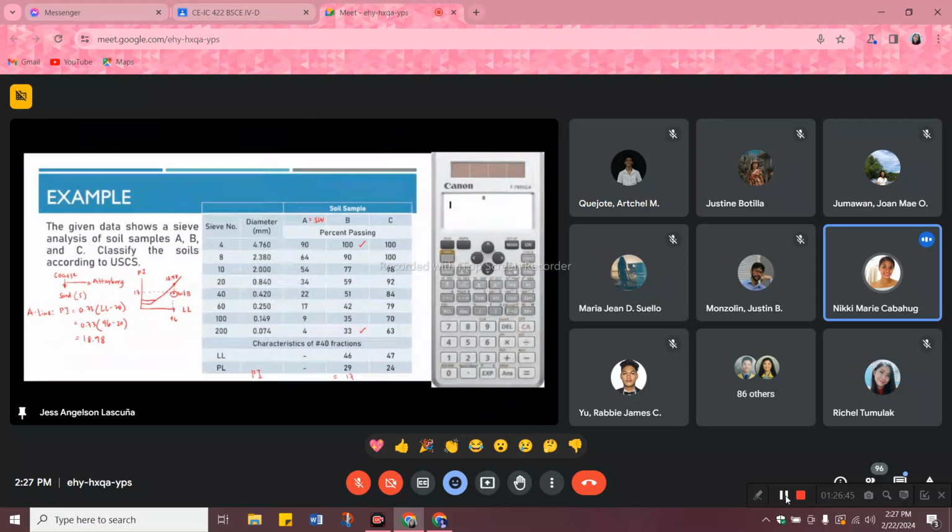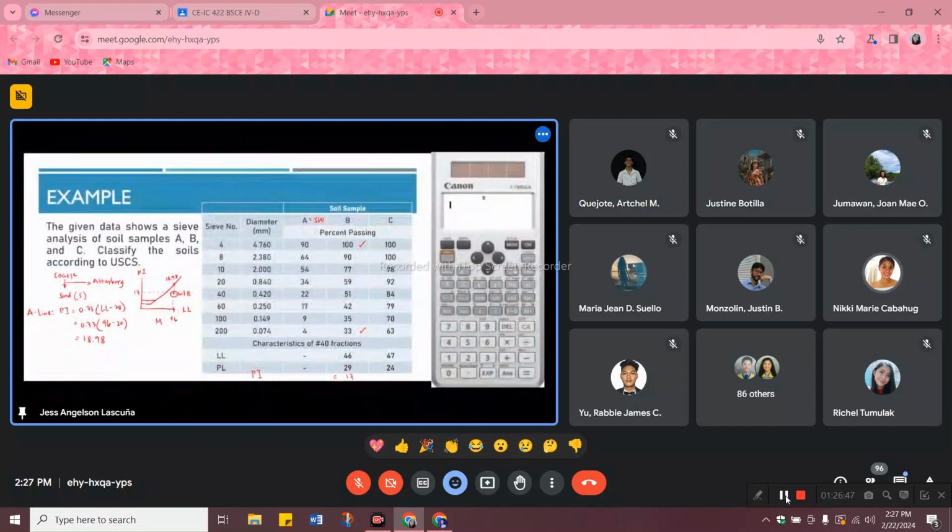Silt. So meaning M. So this is the group symbol. The group symbol for soil B is S, M. So for the first letter S, then followed by M. Simple as that.